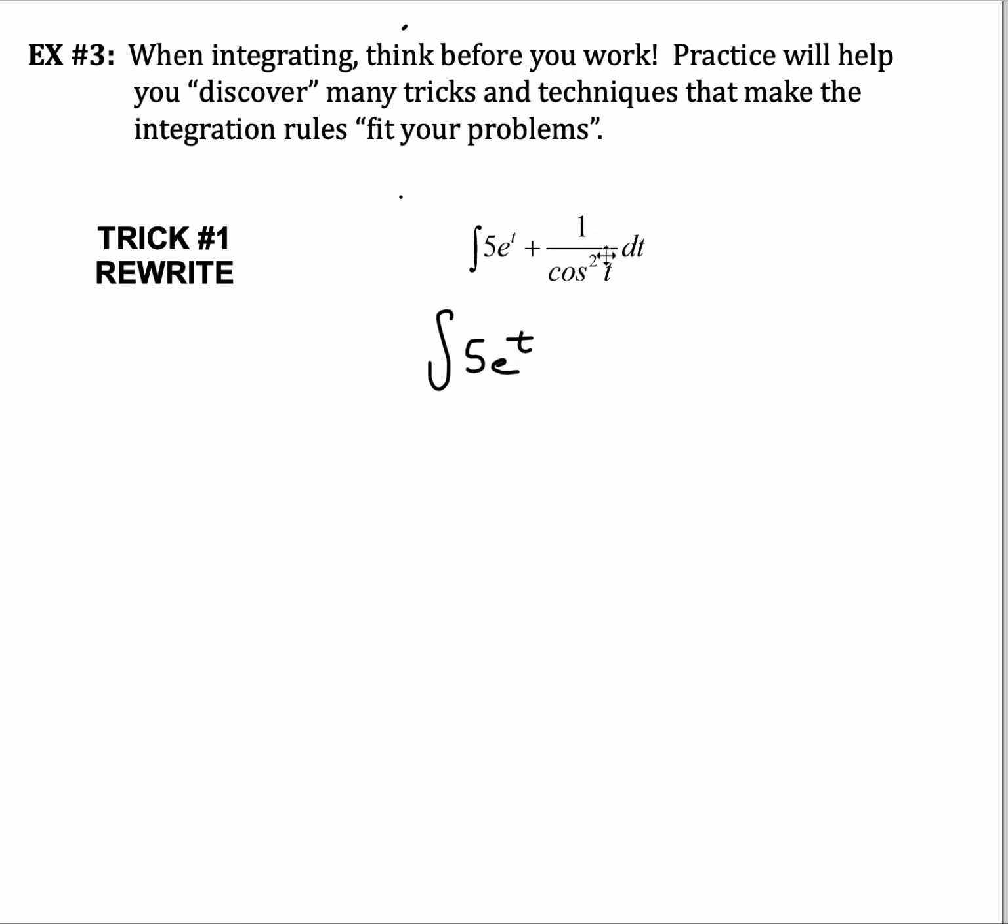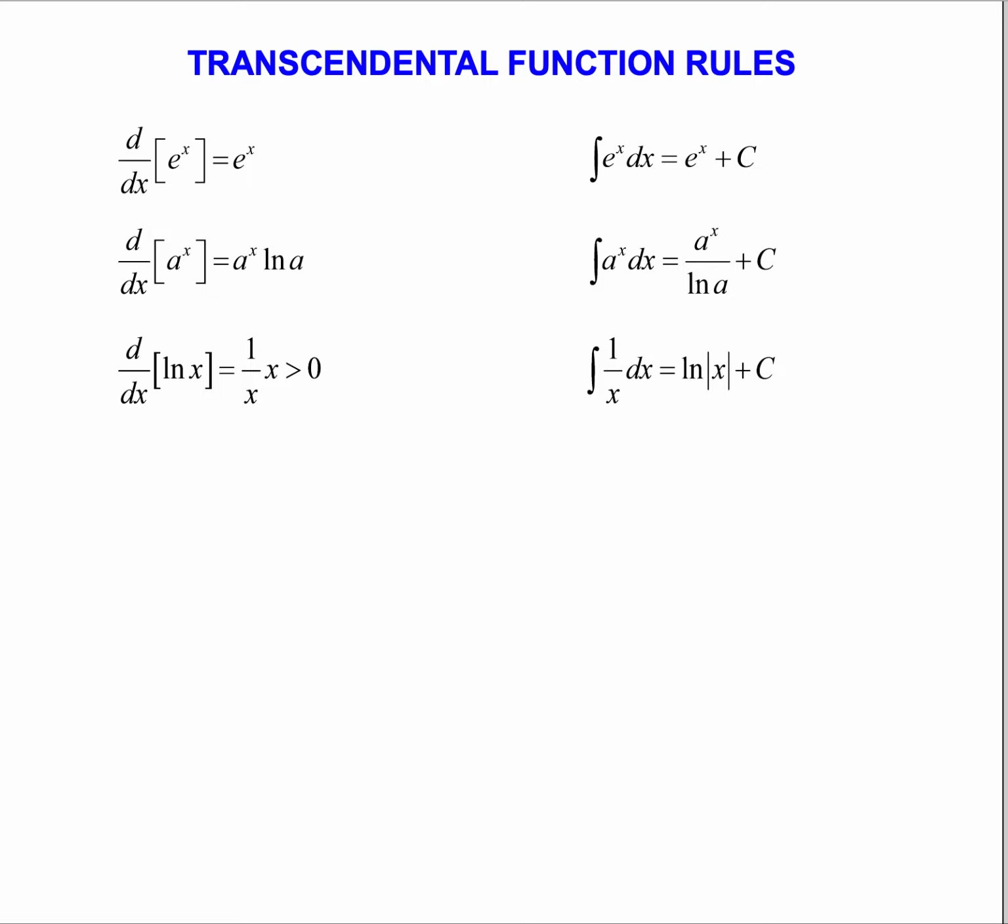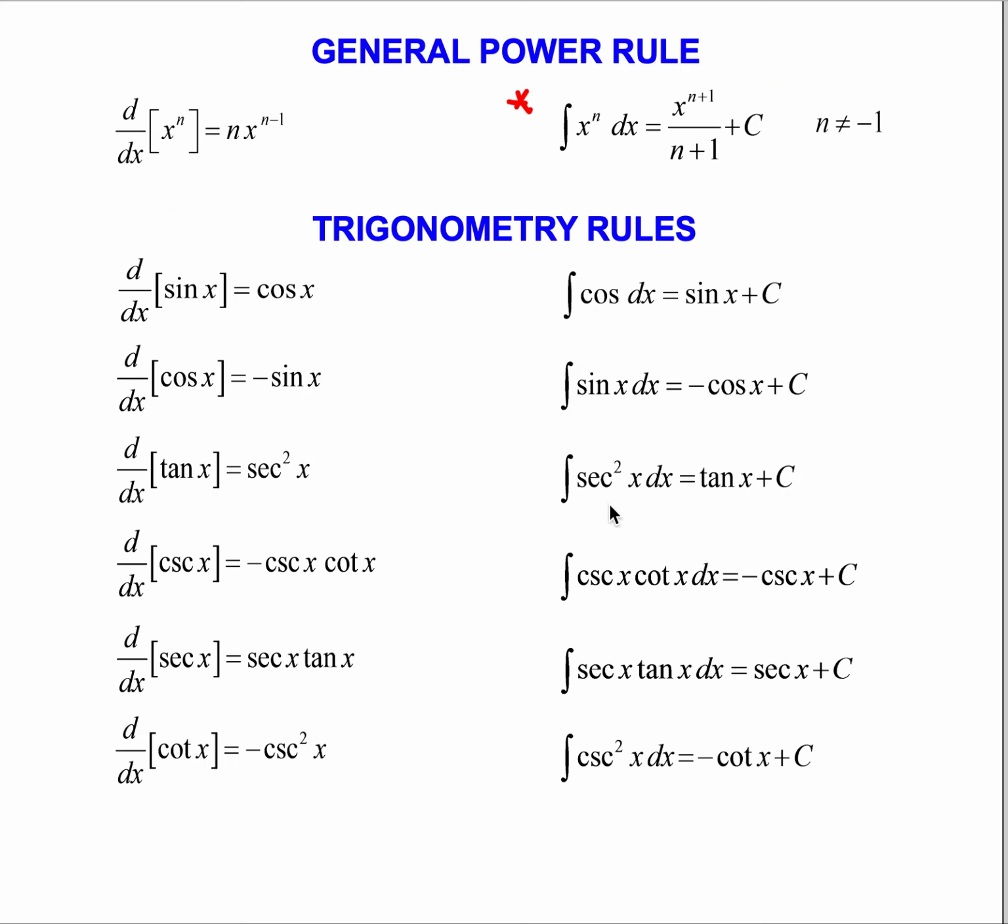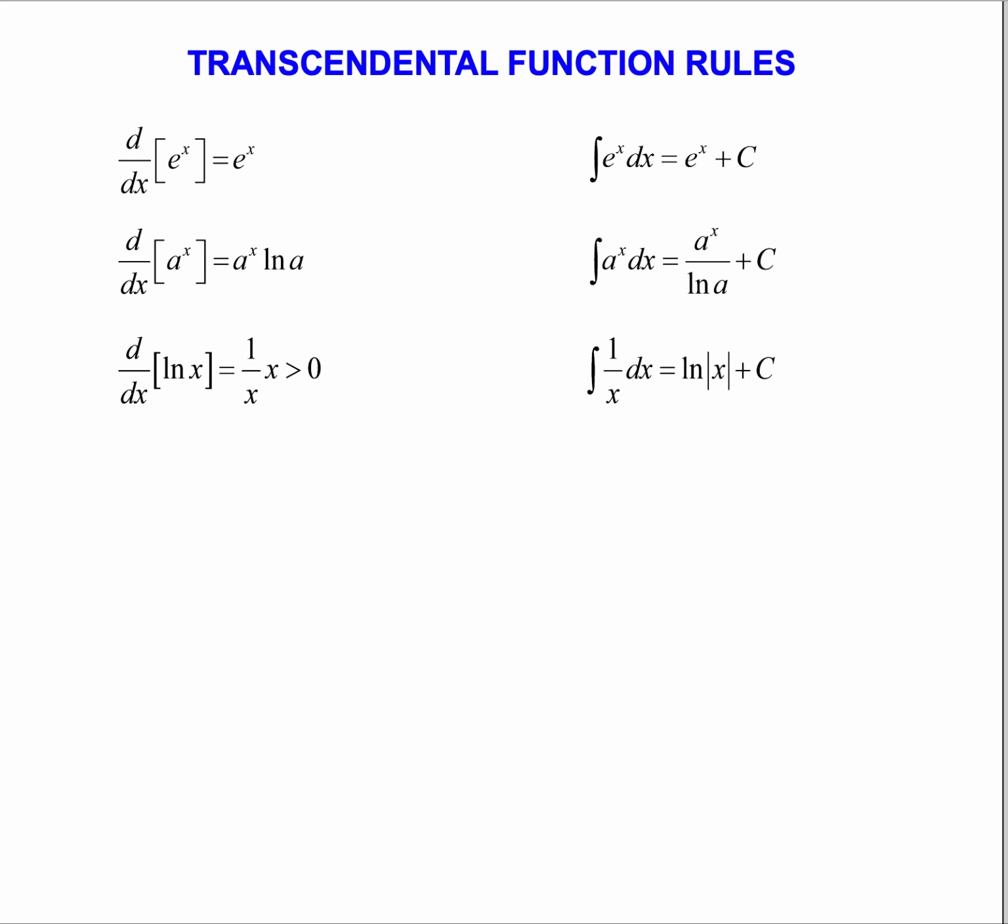But 1 over cosine squared t is better to express as secant squared t, using those trigonometric identities, right? And the reason why we want to do this is because of our trigonometric rules. We see that we could take the integral of secant squared, it's just tangent. Or again, you were thinking to yourself, well, the derivative of what gives me secant squared? And you should have had that remembered or memorized.